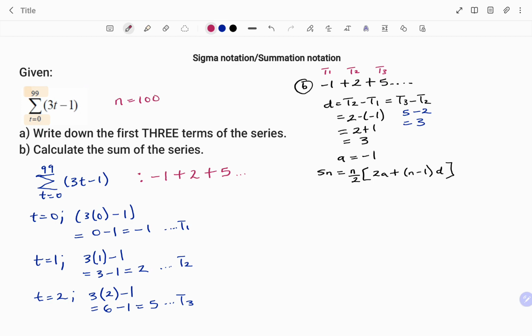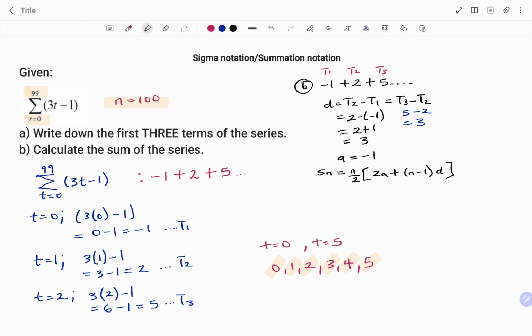Let me give you a quick illustration. If I have t starting from 0 and the last term is t equals to 5, in order to find how many terms I have here, it will be 6. If I write down the terms for t equals to 0, t equals to 1, t equals to 2, 3, 4, remember the upper limit or the last term will be t equals to 5. How many terms do I have? I have 1, 2, 3, 4, 5, 6. So because I'm starting from t equals to 0, my terms will have one more, which has been given here, 99 plus 1, which is 100.